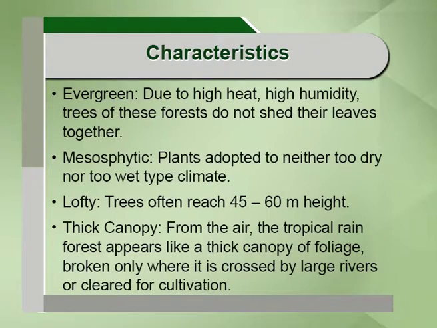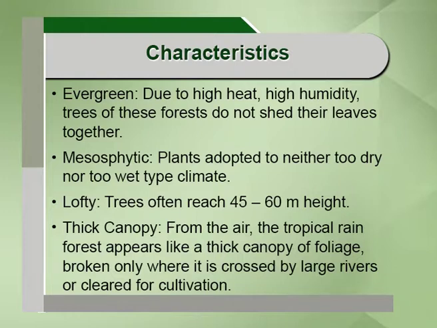The characteristics: they are evergreen, so the leaves are there all through and they are totally green. Due to high heat and high humidity, the trees of these forests do not shed their leaves together. They have mesophytic plants, and these plants are adapted to neither too dry nor too wet conditions. So, that is the category of plants that these forests are characterized by. The lofty trees often reach 45 to 60 meters in height. So, they are really very tall. They have a thick canopy.